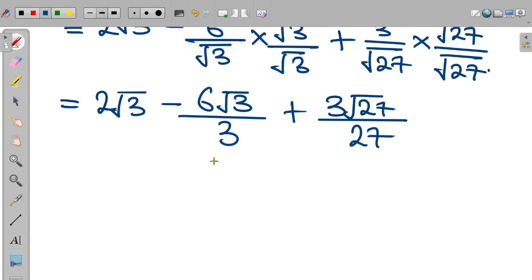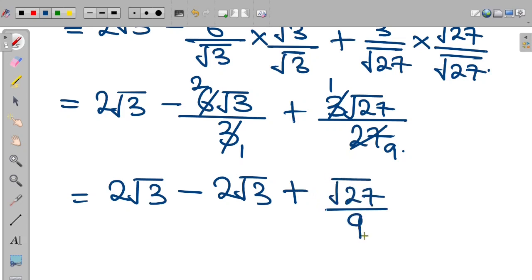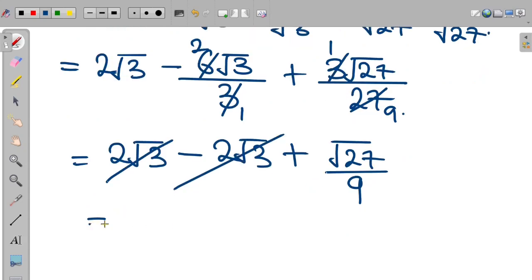So at this point, we can simplify. 3 can divide itself, and 6 divided by 3 is giving us 2. Also, 3 divided by itself, we have 1. 27 divided by 3, we are left with 9. So therefore, this is 2 root 3 minus 2 multiplied by root 3, plus root 27 divided by 9. So these two can cancel out, and we are left with root 27 divided by 9.